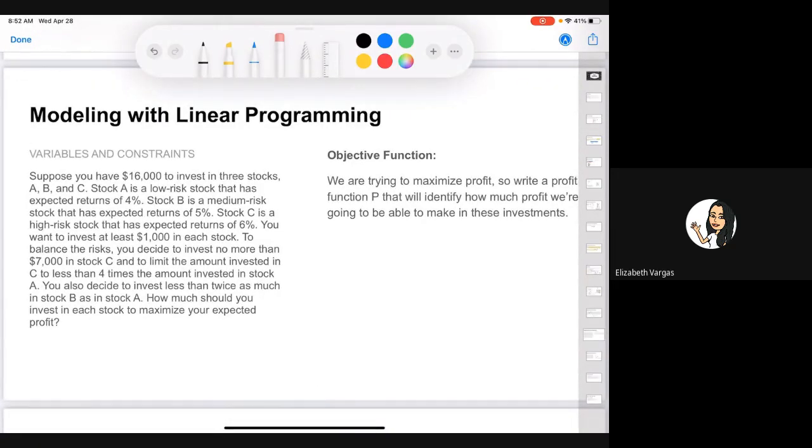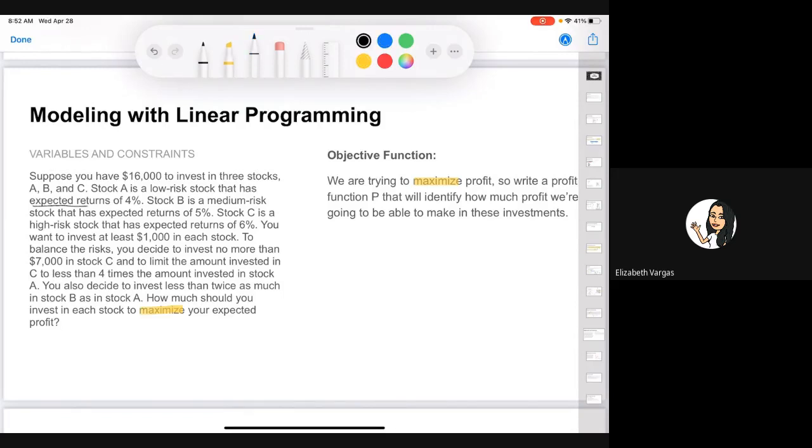Now I want to go ahead and identify what we're trying to do. We're trying to determine how much should you invest in each stock to maximize your expected profit. We're trying to maximize my expected profit. So write a profit function P that will identify how much profit we are going to be able to make in these investments.